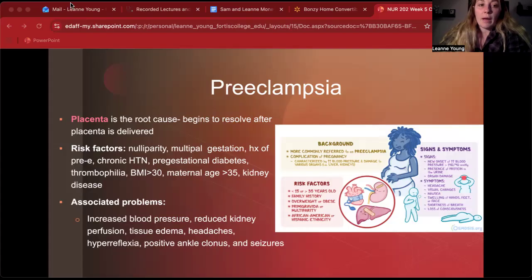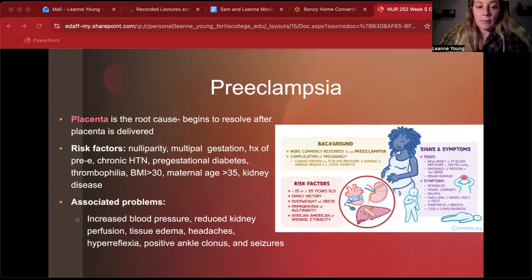What puts a mom at higher risk for preeclampsia? If this is her first pregnancy or if she's never had a baby before, if she's pregnant with twins or multiple babies, if she has a history of preeclampsia in a previous pregnancy, if she has underlying chronic hypertension, if she has pregestational diabetes, thrombophilia, if she's obese with a BMI over 30, a maternal age over 35, and if she has underlying kidney disease. This is all going to increase a mom's risk factor for preeclampsia.